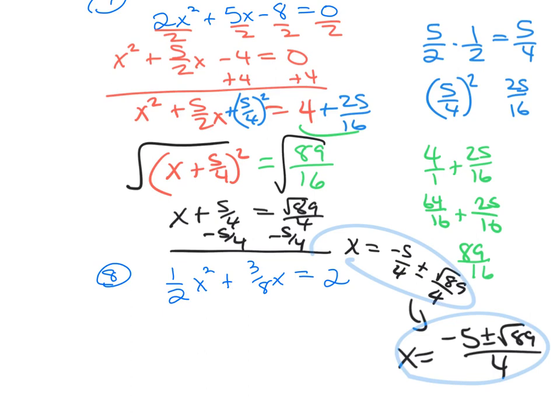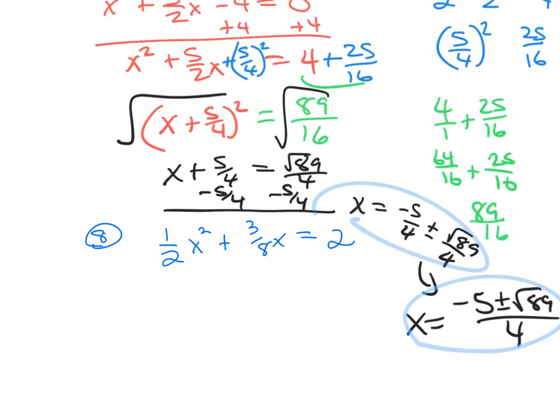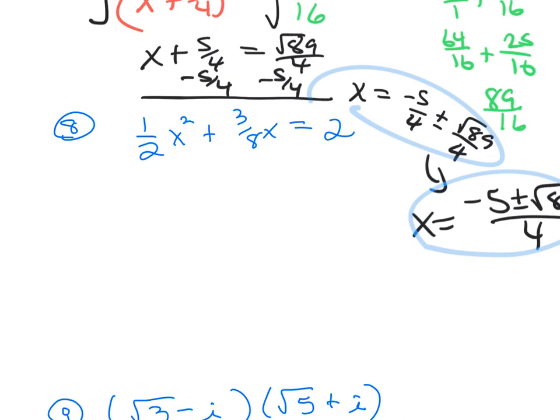Next one, I'm still going to complete the square, but I'm getting rid of my fractions. I'm going to multiply everything by the common denominator, which is going to be 8. So I'm going to multiply this one by 8, this one by 8, this one by 8. So this would simplify and become 4x squared. This just simplifies and I'm left with 3x. And then this last one is 16.